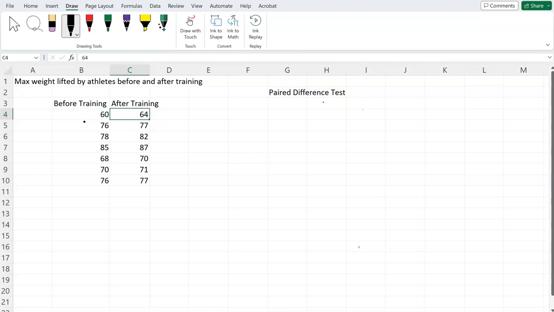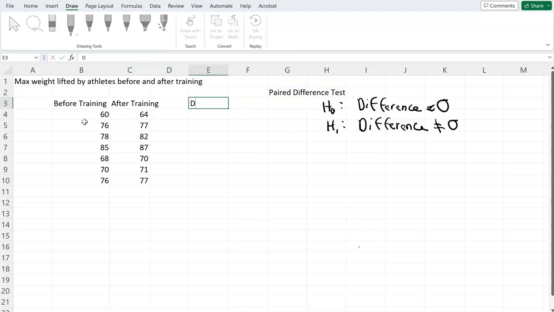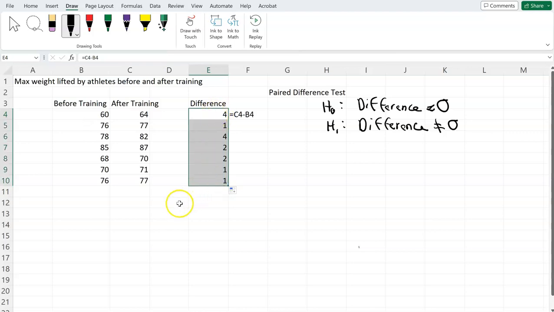If I wanted to write the null and alternate hypotheses, the null would be that the difference equals 0. There is no change. And for the alternate, let's say I want to do a two-tailed test, so the difference is not equal to 0. So how do we find the difference? We are going to calculate it. Let's say my difference is just the after training minus the before training. So this is my difference.